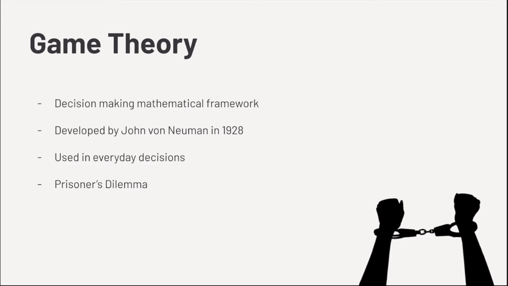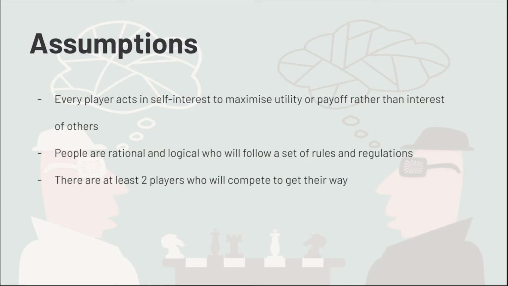For our assumptions for this case study, every player acts in self-interest to maximize utility or payoff rather than the interests of others. Secondly, people are rational and logical and will follow a set of rules and regulations. And lastly, there are at least two players who will compete to get their way.